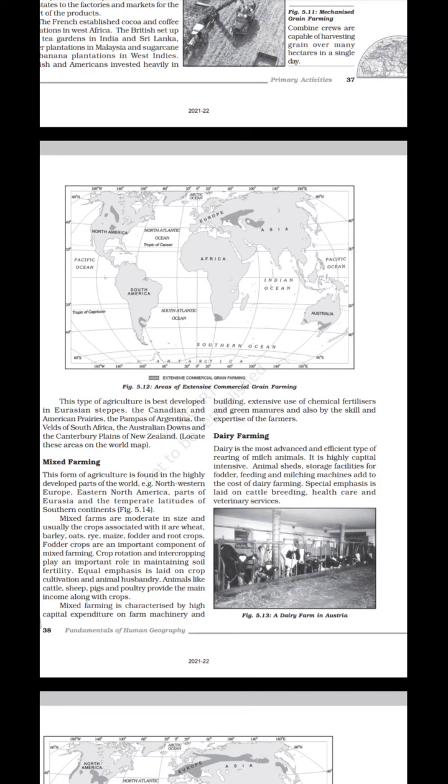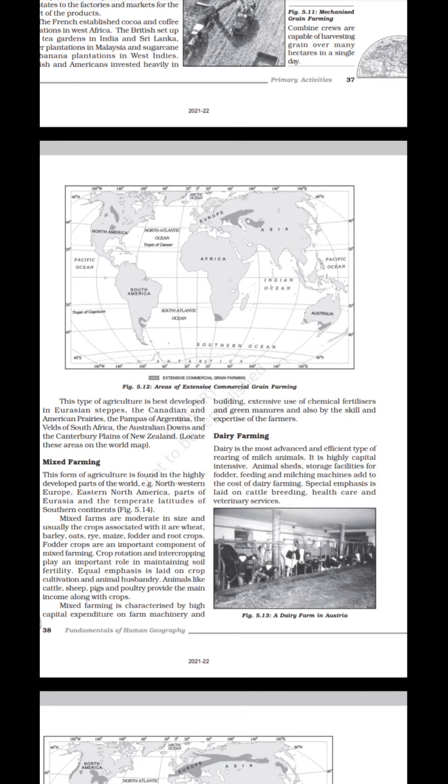Mixed farming. This form of agriculture is found in the highly developed parts of the world, for example Northwestern Europe, Eastern North America, parts of Eurasia, and the temperate latitudes of southern continents. Take a look at figure 5.14. Mixed farms are moderate in size and usually the crops associated with it are wheat, barley, oats, rye, maize, fodder, and root crops. Fodder crops are an important component of mixed farming.